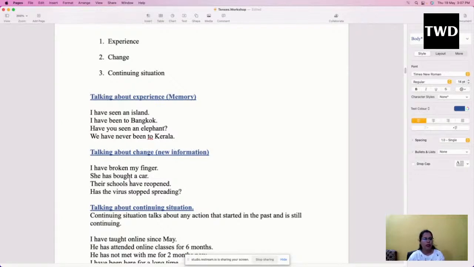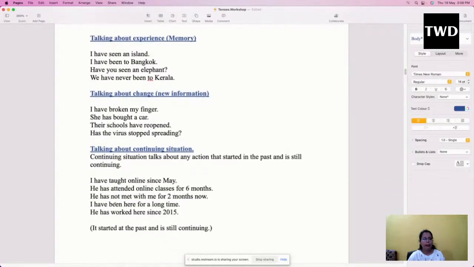She has bought a car. Earlier, she did not have any car, but now she has a car. Their schools have reopened. So earlier the schools were closed, but now they are open. Has the virus stopped spreading? So somewhere you are asking a question to people. Has the virus stopped spreading?